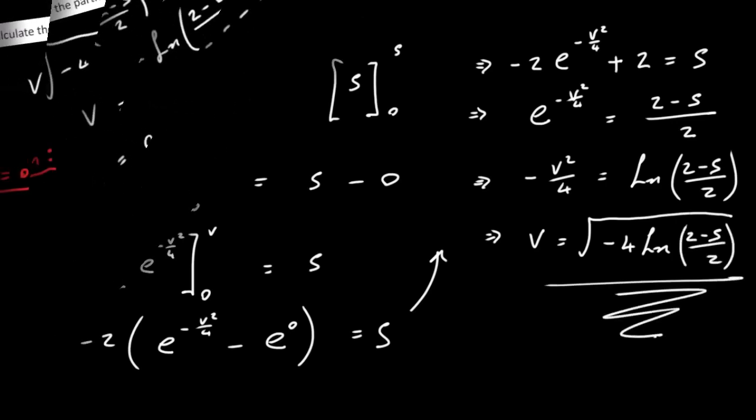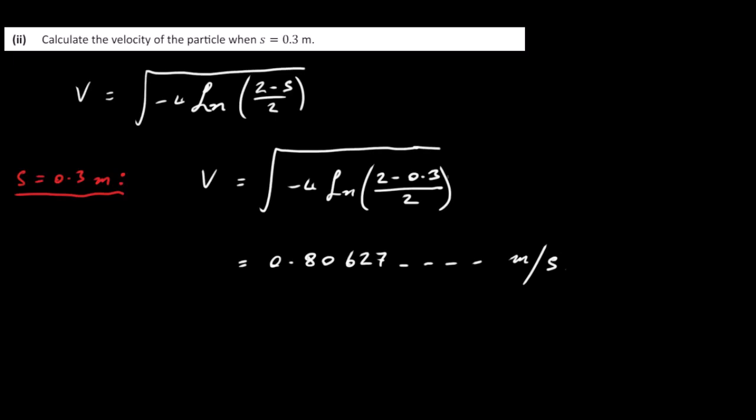That's my answer there. Okay, so in part 2, calculate the velocity of the particle when s is equal to 0.3. I've just done that out here. This is the formula that we got in the previous section for velocity. So all you've got to do is, instead of s here, stick in 0.3 and just do it on your calculator and you'll get this value here. Okay, so that's it for this question.